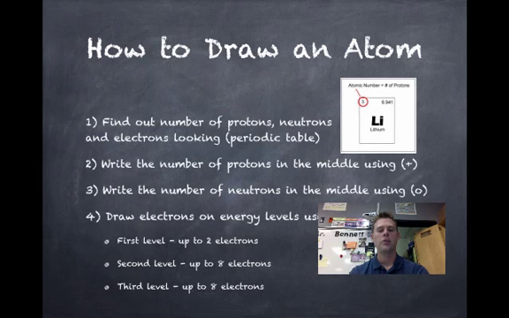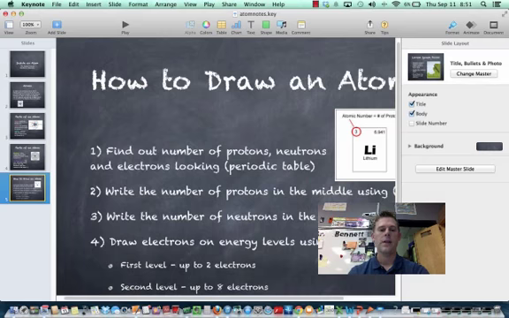And finally, draw the electrons on the energy levels. Now there are 3 energy levels. The first level has 2 electrons, the second level has 8 electrons, and the third also has 8 electrons. So 2, 8, and 8. And if you remember the outer shell, the very outer circle of the electron cloud, that's where the valence electrons are. Okay, and that's our notes for today.